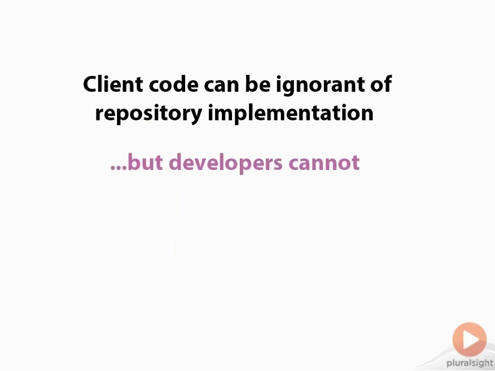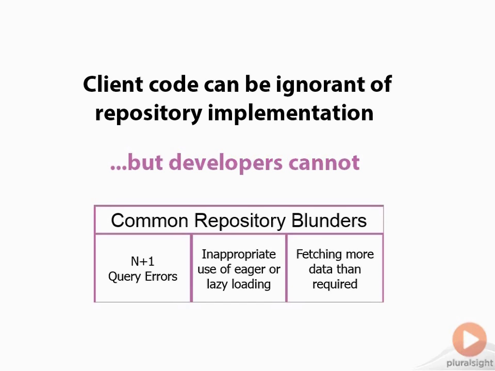Remember, your client code can be ignorant of the implementation of your repositories. But developers cannot. It's important that developers understand how your specific repository is implemented. Otherwise, they can run into a number of different problems. So we're talking about not just the developers who are implementing the repository, but also the developers who are using the repository. So some of the common repository problems that someone working with a repository might encounter are n+1 query errors.